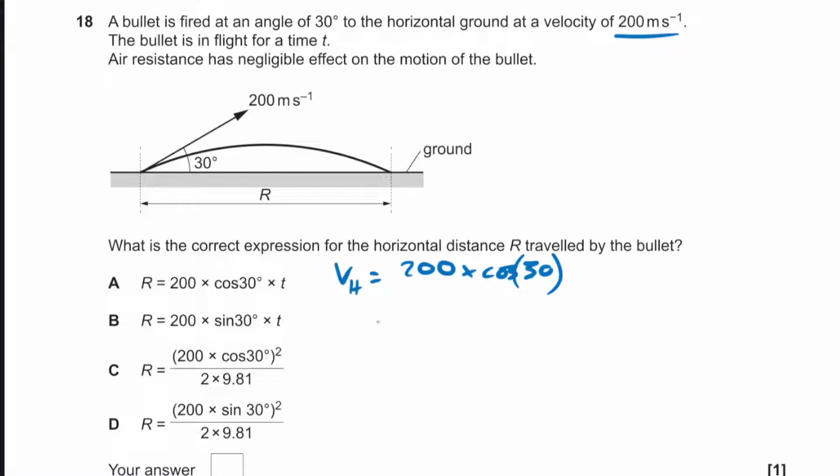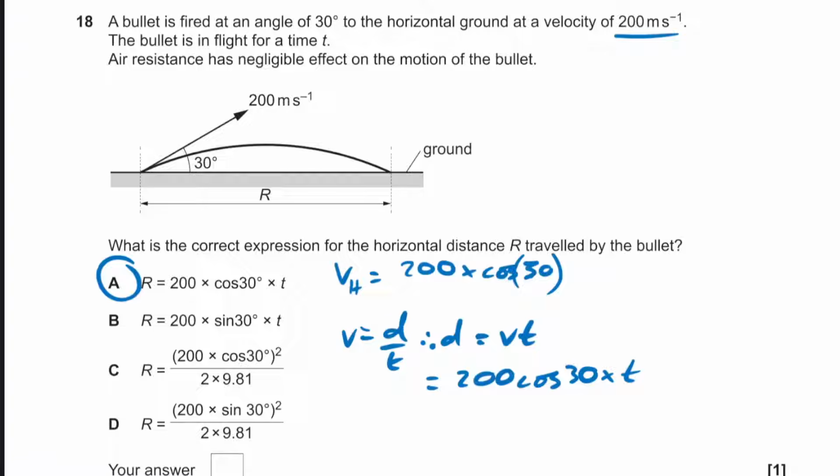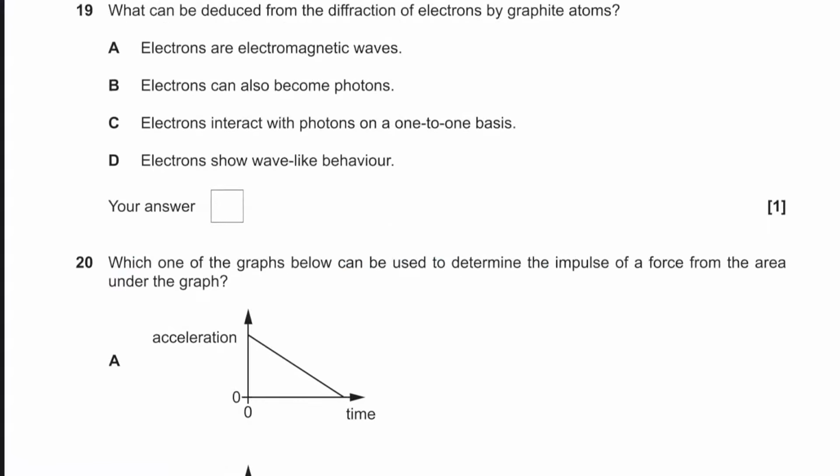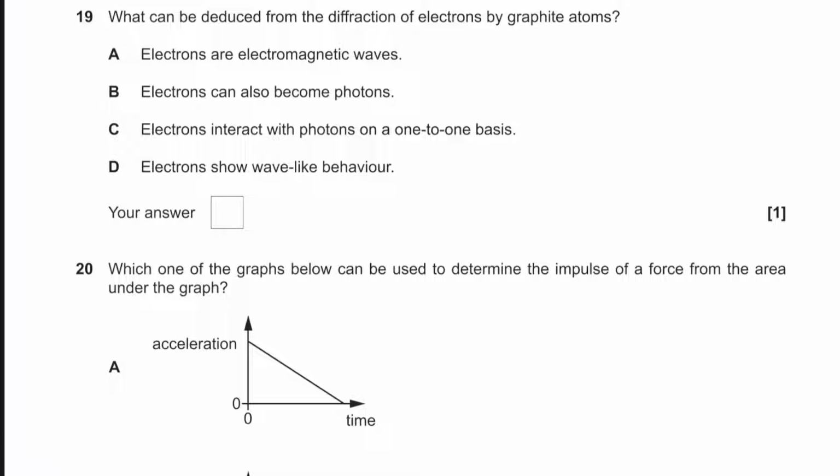Speed equals distance over time, so distance is speed times time, so that's going to be our 200 cos 30 times the time. So there we go. Looks like the answer is going to be A. Easy. 19. What can be deduced from the diffraction of electrons by graphite atoms?